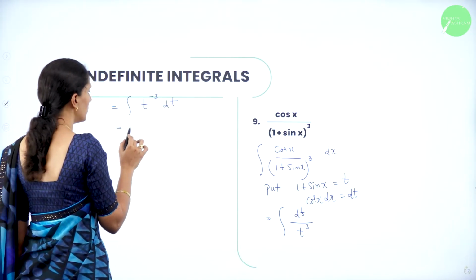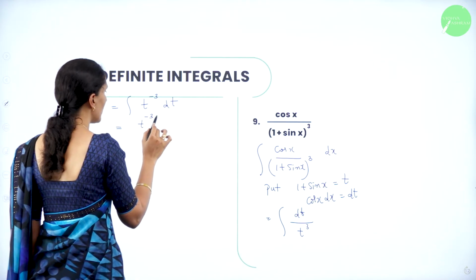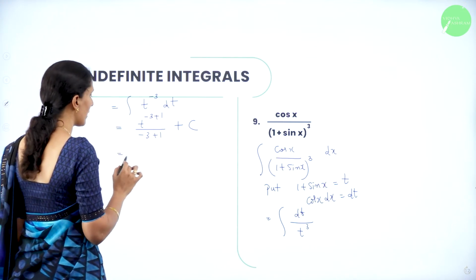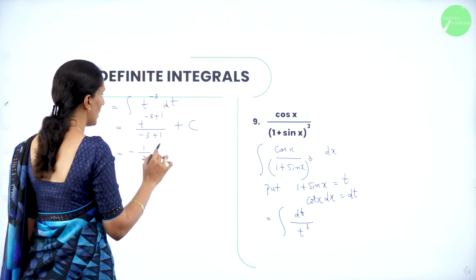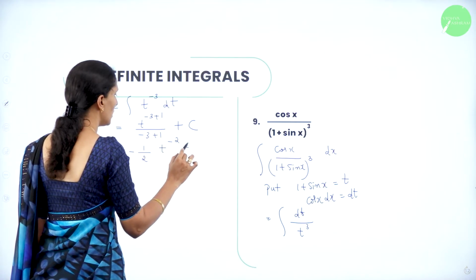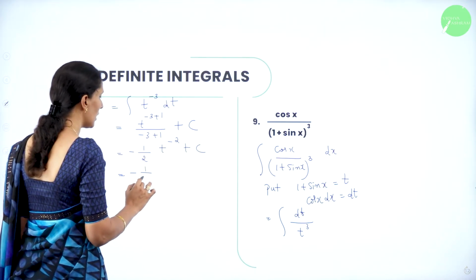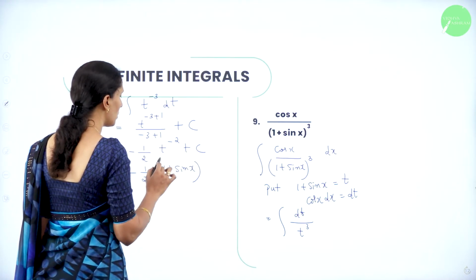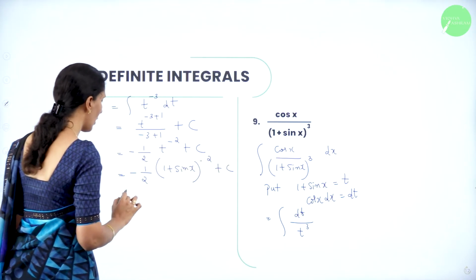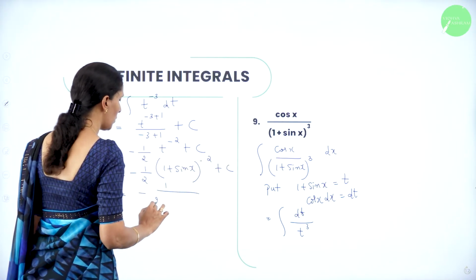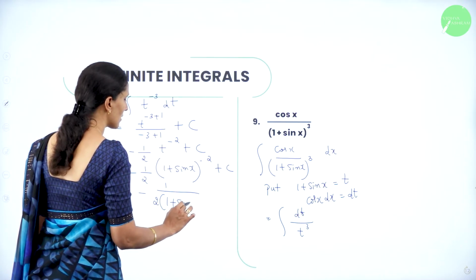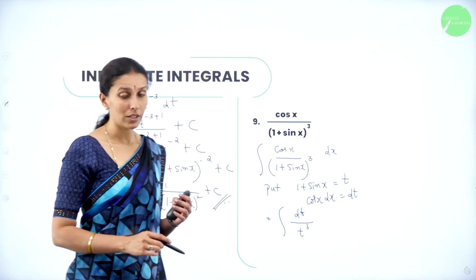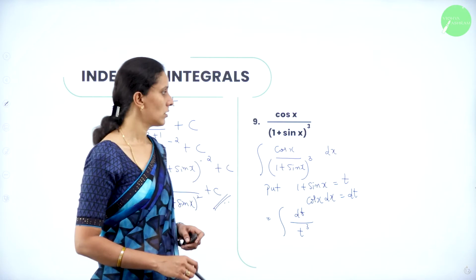So that is equal to t to the power minus 3 plus 1 over minus 3 plus 1 plus c, which I can write as minus 1 by 2 t to the power minus 2 plus c. What is t we have taken? We have taken it as 1 plus sin x whole to the power minus 2 plus c, or I can write this as minus 1 by 2 into (1 plus sin x) whole square plus c. So this is the antiderivative or the integral value of the given function.